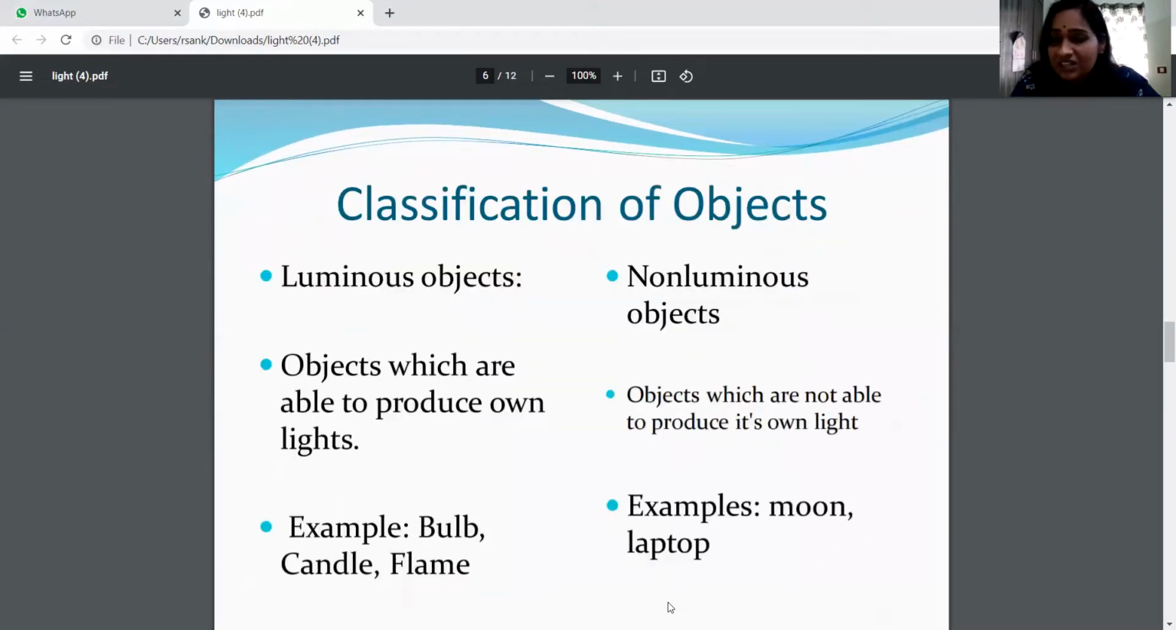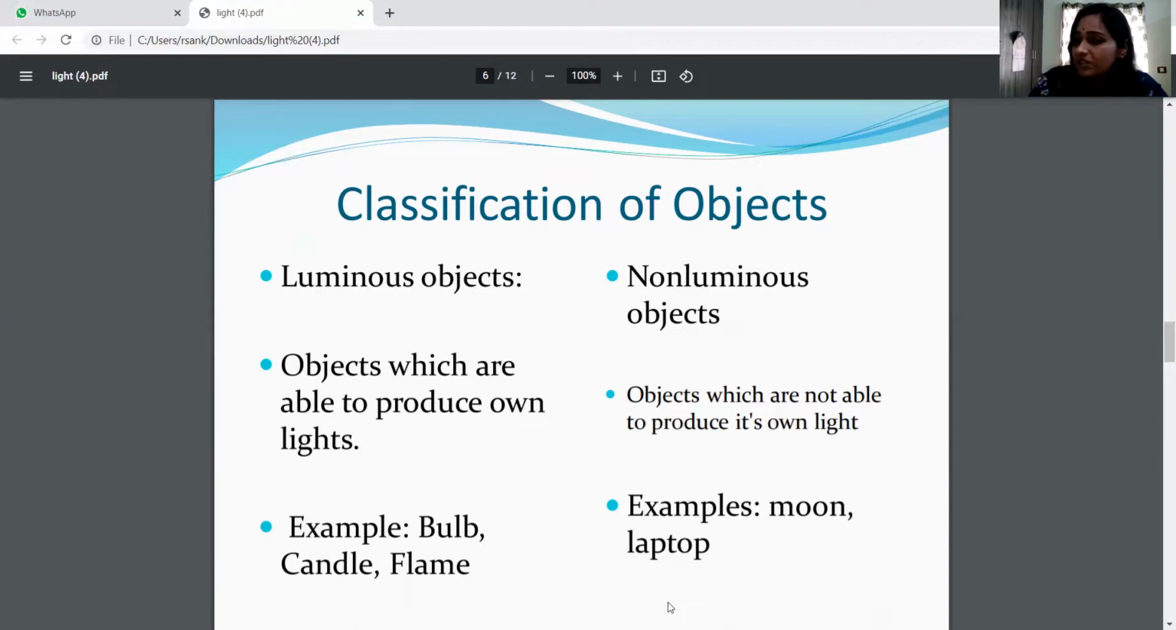How can we classify these objects? We can classify these objects into two different types: luminous objects and non-luminous objects. What are luminous objects? If you see the slide here, objects which are able to produce their own light, which can emit their own light, are called luminous objects. Great examples are sun, bulb, candle, flame.